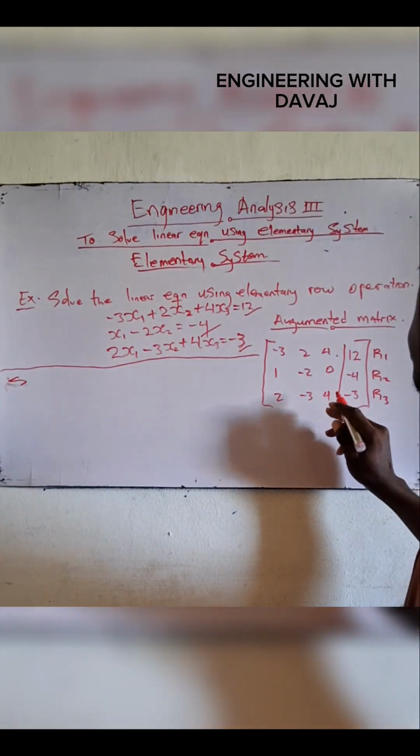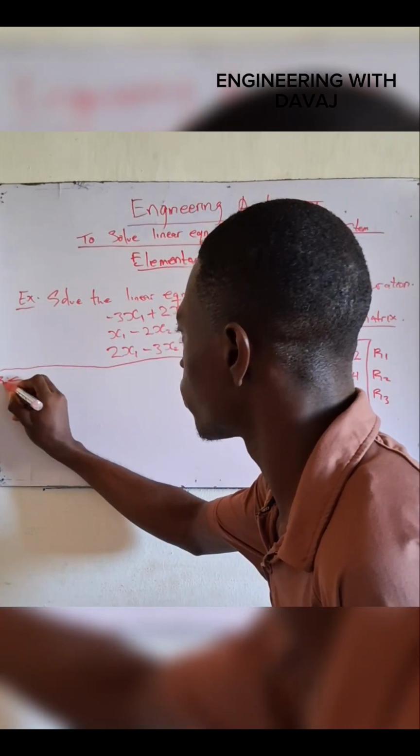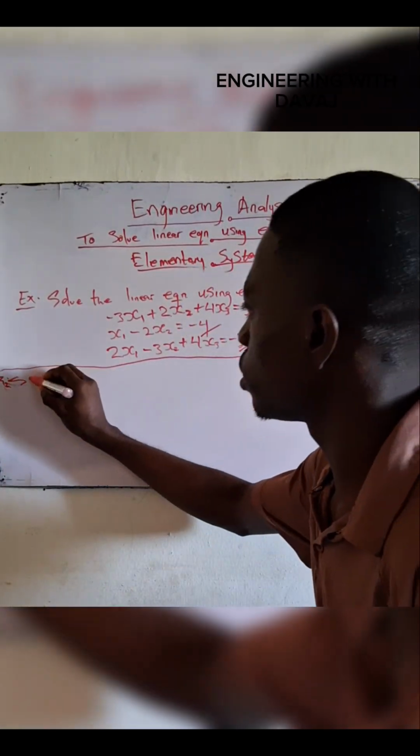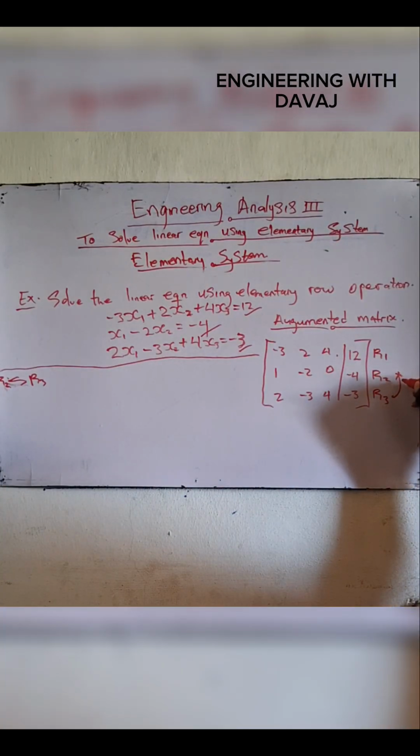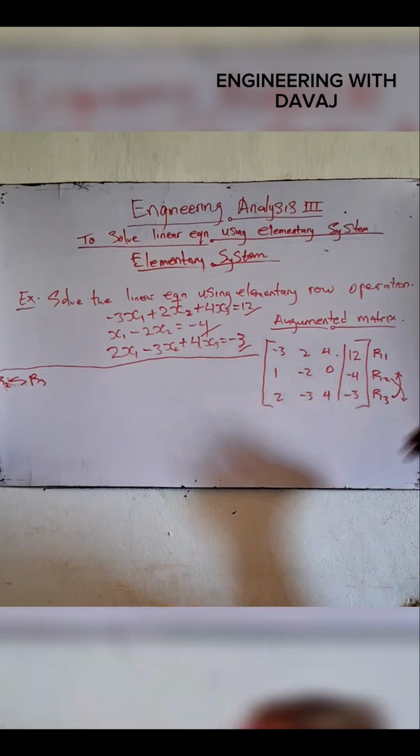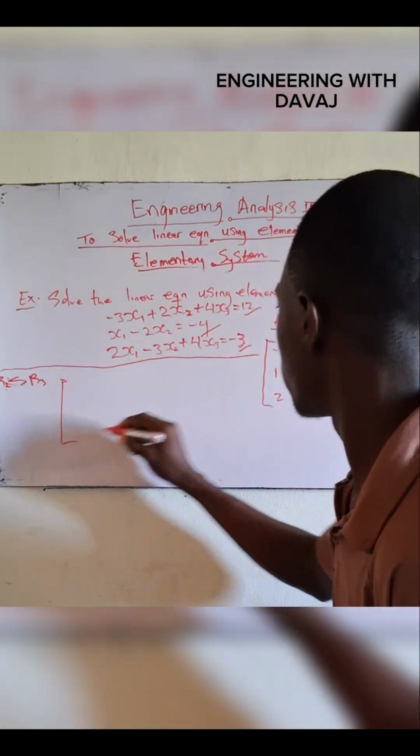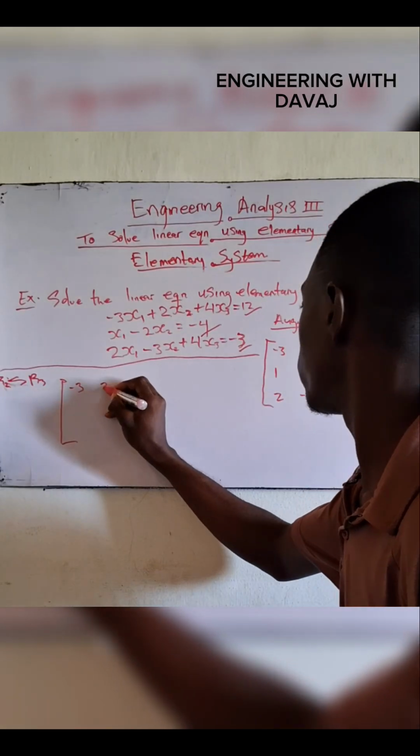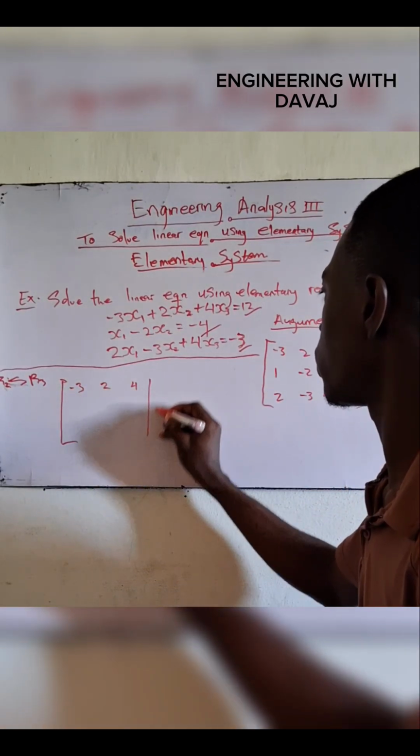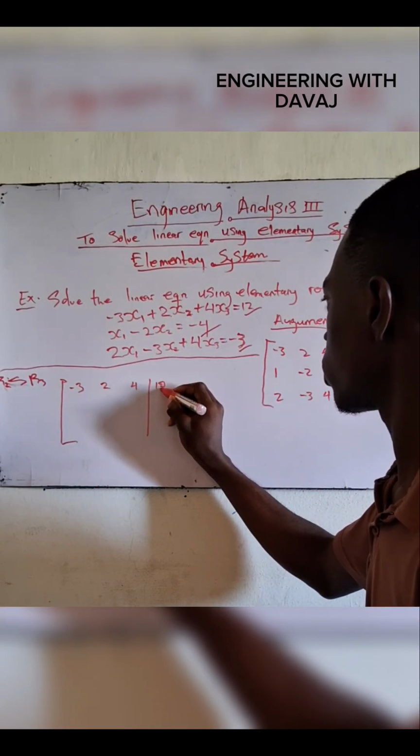I want to interchange. I want to make my row 2 become row 3. So I will switch row 2 and row 3: row 3 becomes row 2, and row 2 becomes row 3. That's what I want to do. So let's go. I'll still write this one: minus 3, 2, 4, slash 12, 12.